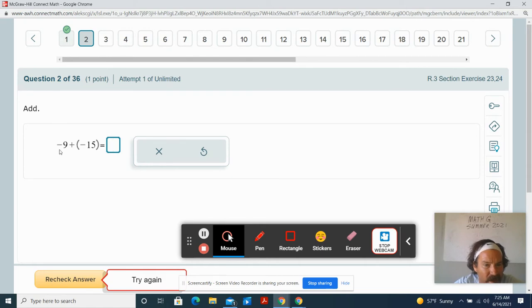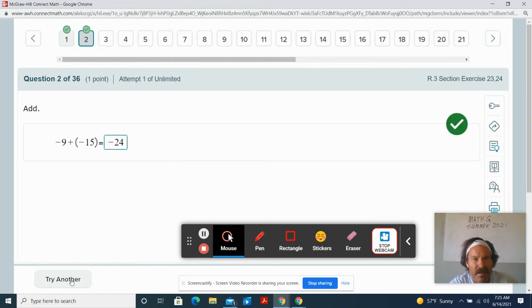When we add two negative numbers together, that would be like owing somebody $9 and then owing the person again $15. So we add these two numbers together, 9 plus 15, which is 24, but that's going to be a negative 24. A negative plus a negative is always going to be a negative. I can recheck my answer here, and I'll get the green check mark. It takes a second or two to pop up.